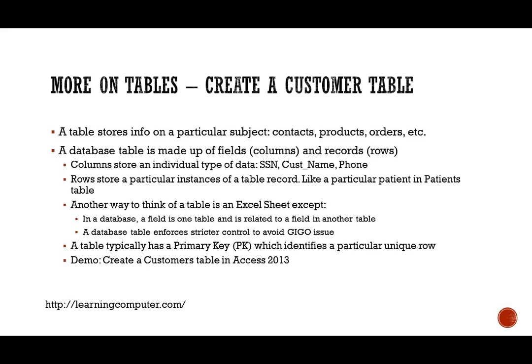So that's one advantage of a database, that it only allows specific information. So let's say if you're trying to enter a customer phone number and somebody types in alphanumeric, that will not work. Now another unique thing about a table is that one of the columns is basically a primary key, known as PK, which really identifies a particular unique row.